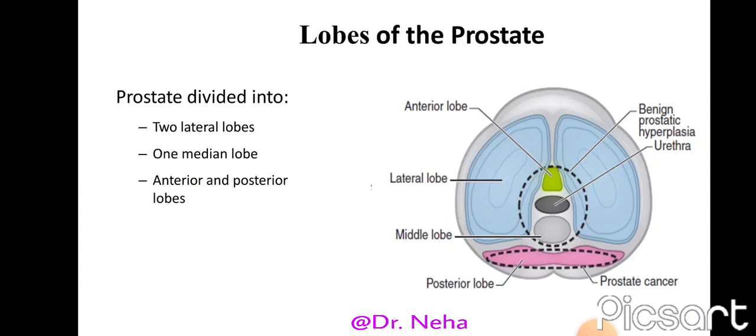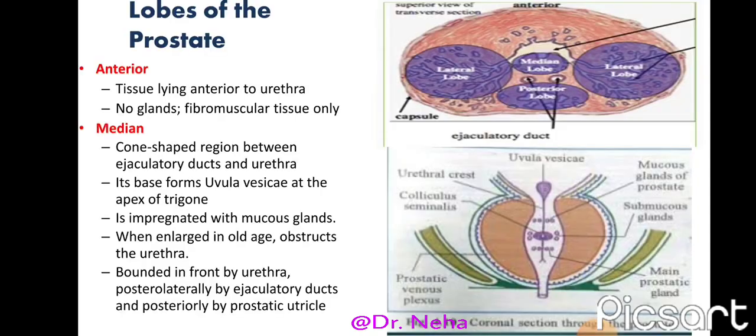Now the lobes of the prostate. Prostate possesses 5 lobes: 2 lateral lobes, 1 median, 1 anterior, and 1 posterior lobe. The anterior lobe is lying anterior to the urethra, as we can see in the image above. No glands are found over here, and it is made up of only fibromuscular tissue.